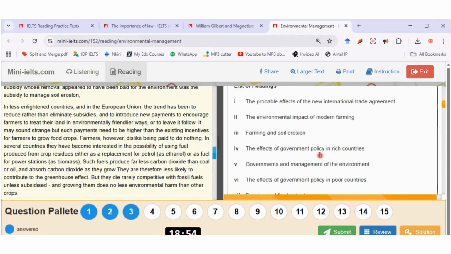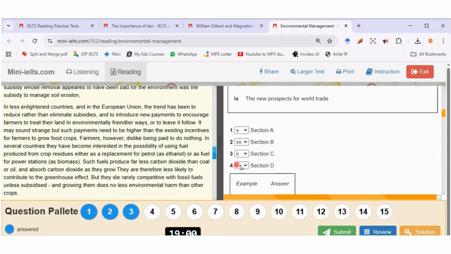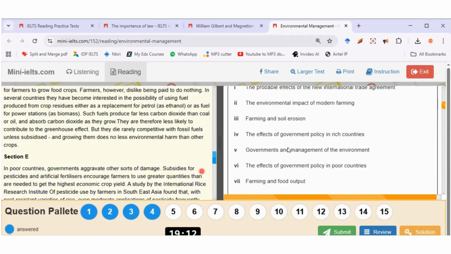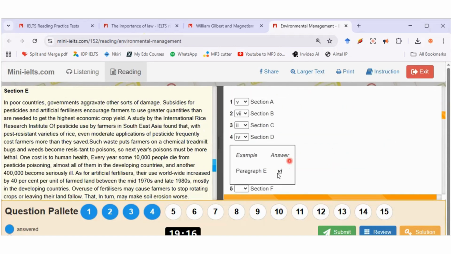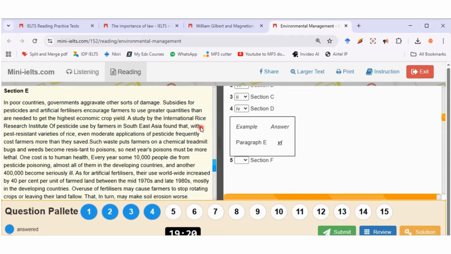Let me see. Did they use number 4? This one says number 6 has been used. Section D, I'm just going to pick number 4 for it. Number 4 seems to be the most appropriate answer. Effect of government policies in rich countries. Is that going to be number 4 or number 2? I think I'll go for number 4. Paragraph E now, let me see. They've done E for us and they've used statement 6, so I don't need to waste my time. Let me just jump to paragraph F.